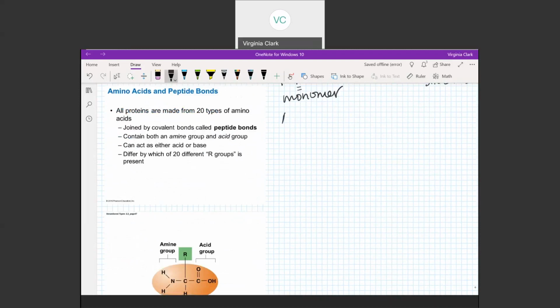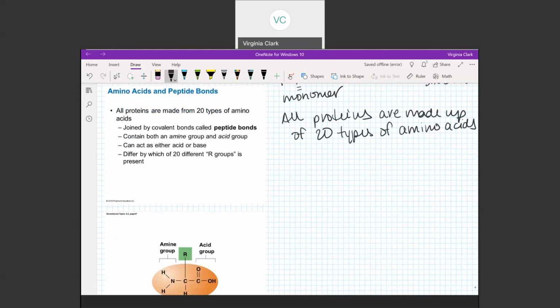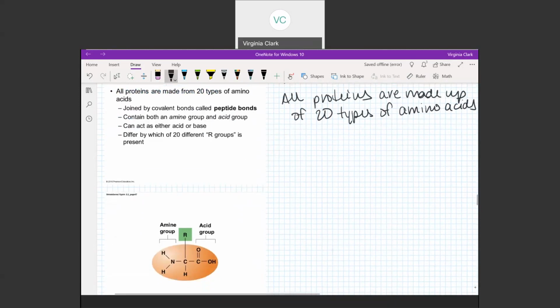All proteins are made up of 20 different types of amino acids. What does that mean? So, amino acids are going to be an acid or a base, and they're going to be connected by peptide bonds, but this guy right here is going to be an amino acid.